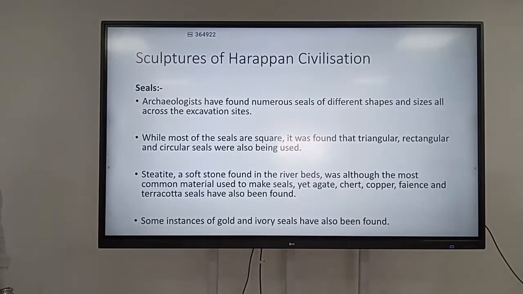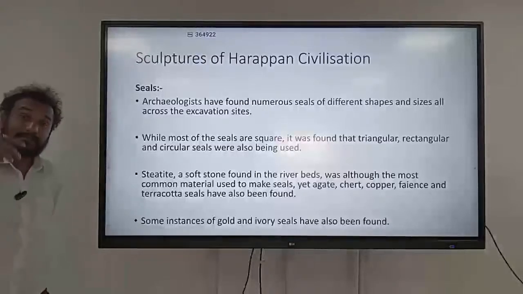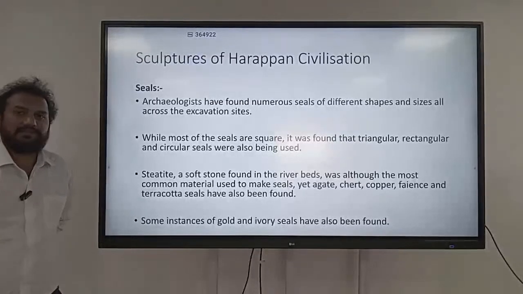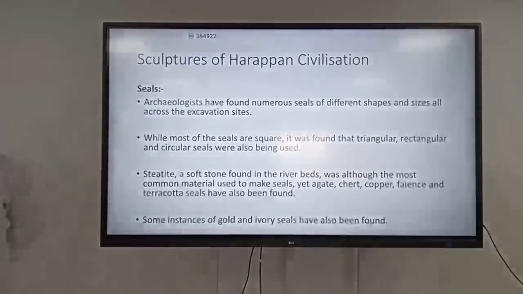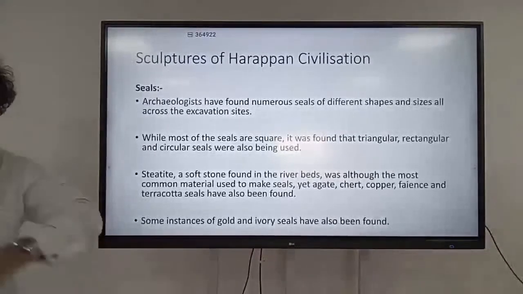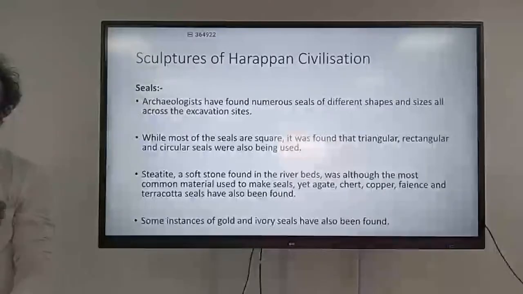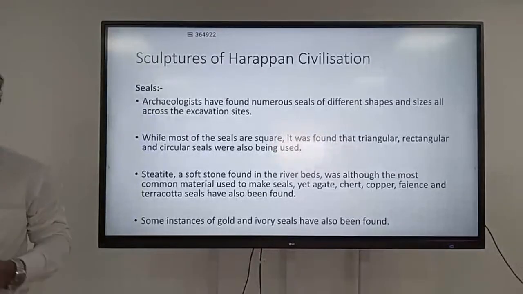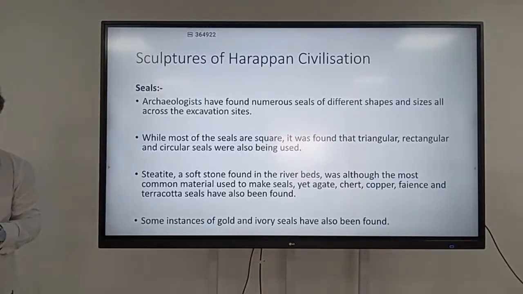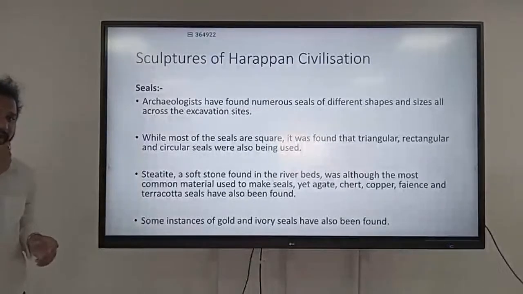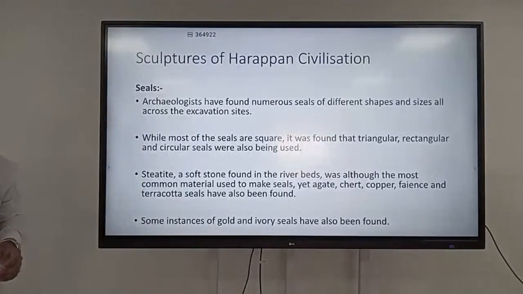The sizes are different, and the shapes are different. Sometimes triangular seals were also found. Triangular and circular seals were also found in the Harappan civilization, but very few in number compared to rectangular or square ones. And seals, as I mentioned earlier, were made of both metal as well as stone.